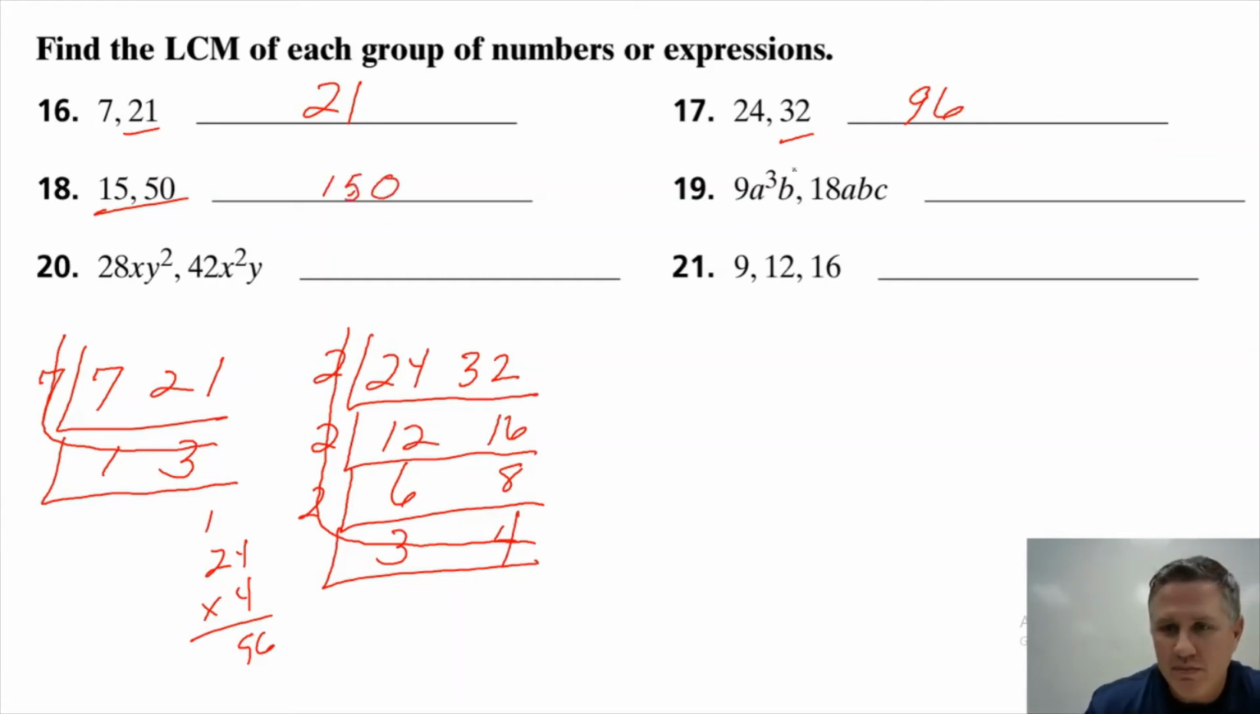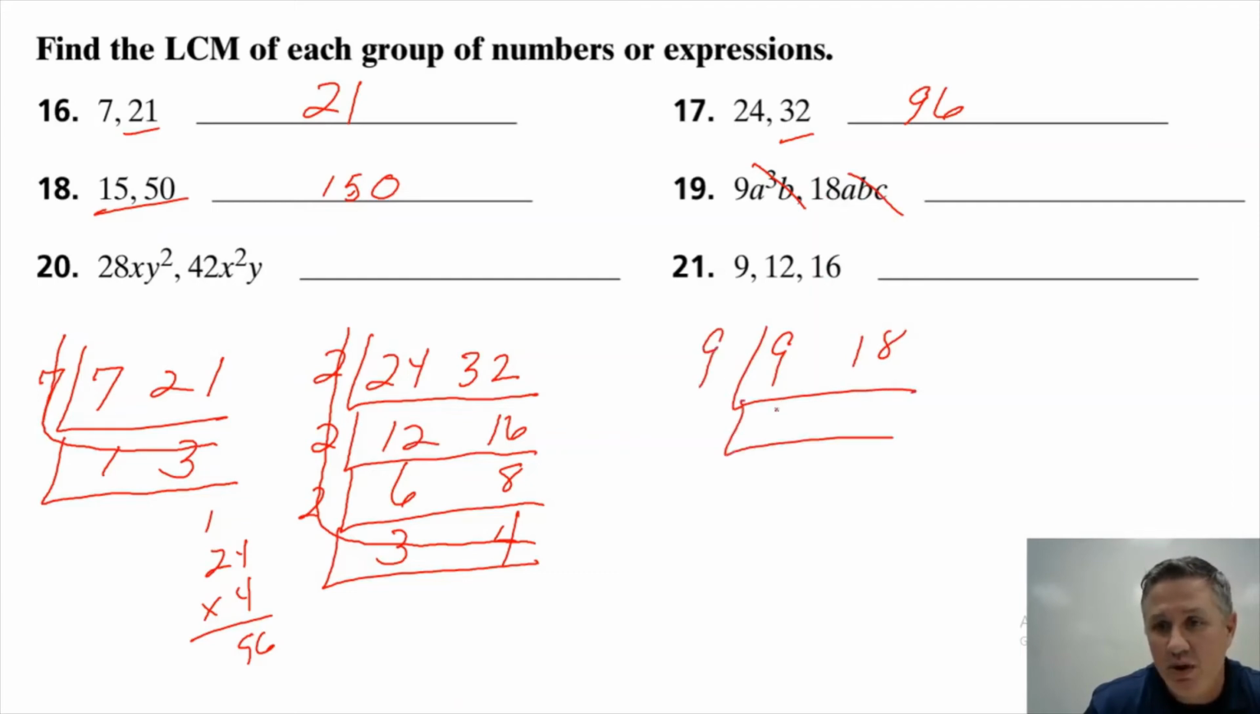Okay, number 19, I told you last night to ignore the variables, so that's what we're going to do. 9 and 18, okay? If I just did the slide, I could say 9 going into both 1 and 2 times. 9 times 1 times 2 is just 18. I say, oh, wow, that's easy, right?